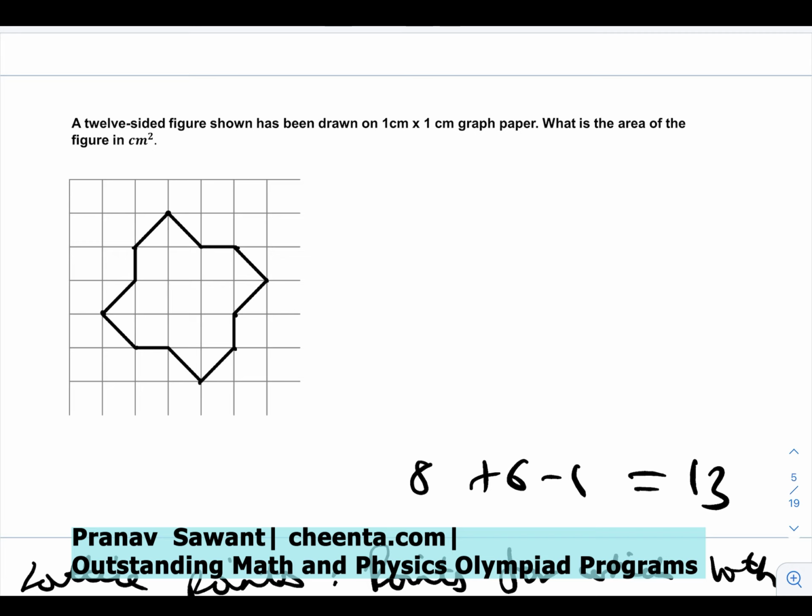It's an AMC 8 problem. So, as an 8th grader, I can understand if you do not know what Pick's theorem is. You might have not even heard of that term before, right? But this problem is actually pretty simple, and it can be solved without Pick's theorem. And all of these are 1 centimeter square.